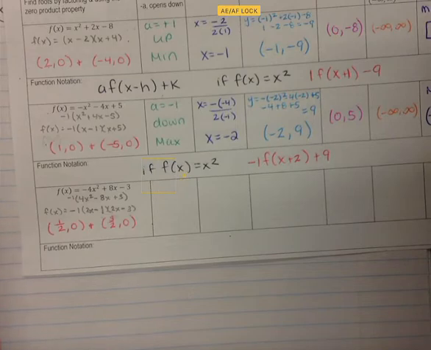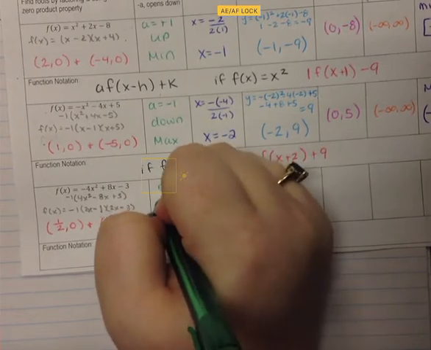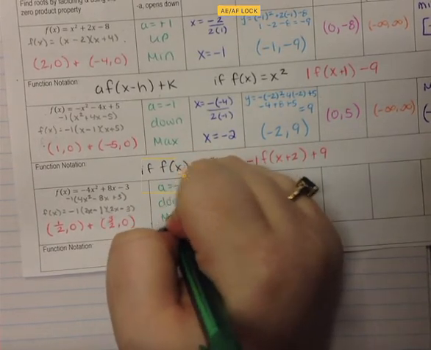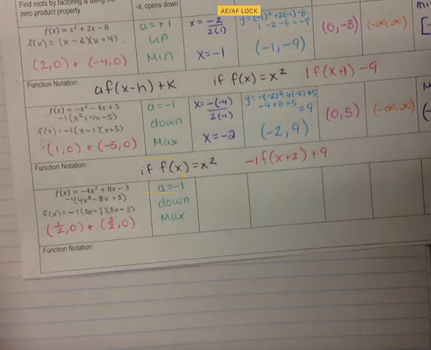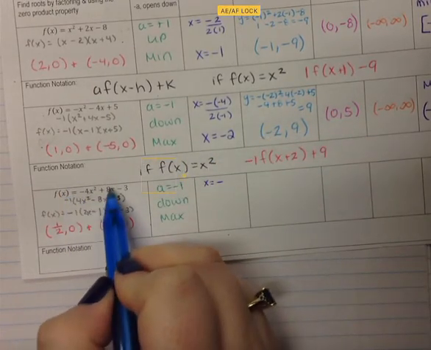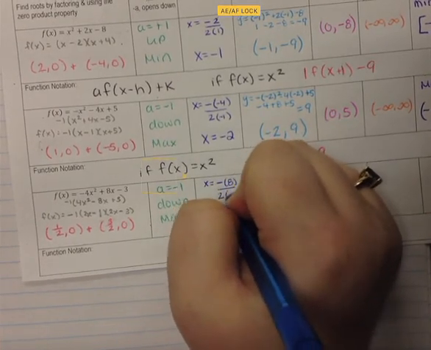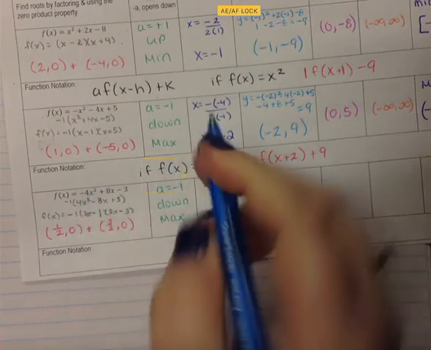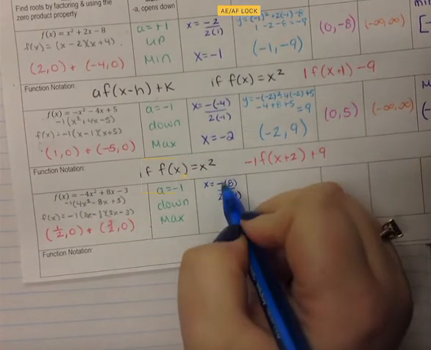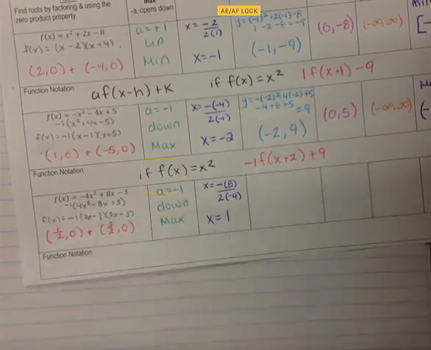Next up is our min or max. A value was, again, a -1, so this is going to open down. Means it's a maximum. Our axis of symmetry, the -b over 2a, so we have x equals -b from the original. That's that 8 right there, so negative times that 8 over 2 times your a value from your original, that -4. So we have -8 divided by -8, which is +1. X equals +1. So our axis of symmetry is that +1.